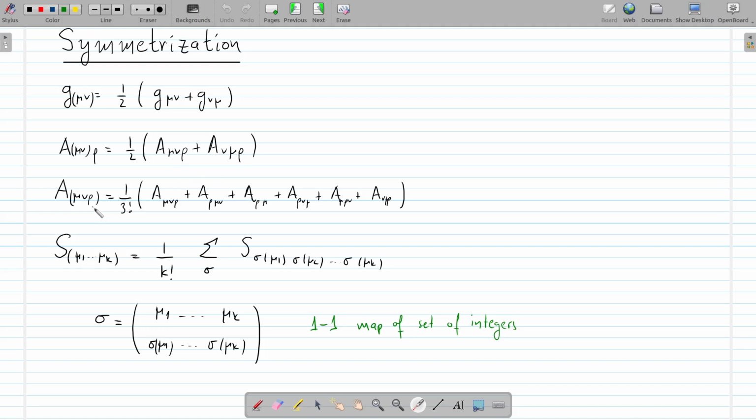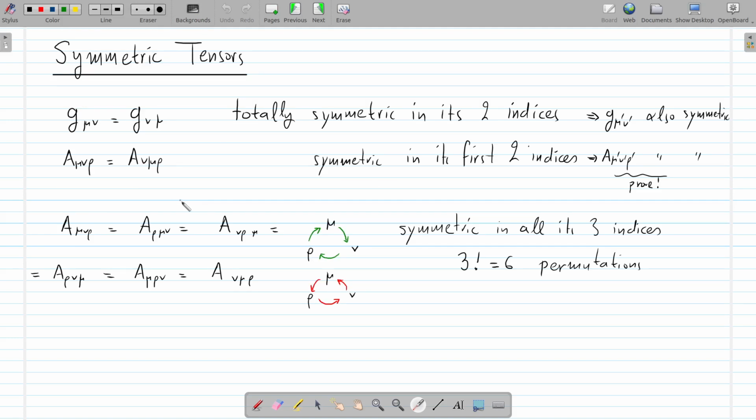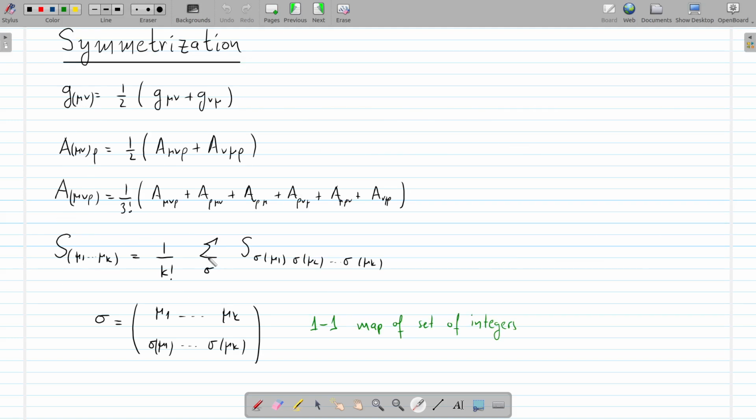Symmetrization can be done for any number of indices, and here we show the example in the case of 3 indices. So here we write all the possible combinations that we formed in the previous slide, and we normalize this to the number of terms in the sum. So there are 3 factorial terms, 6 terms. So we divide this by 3 factorial.